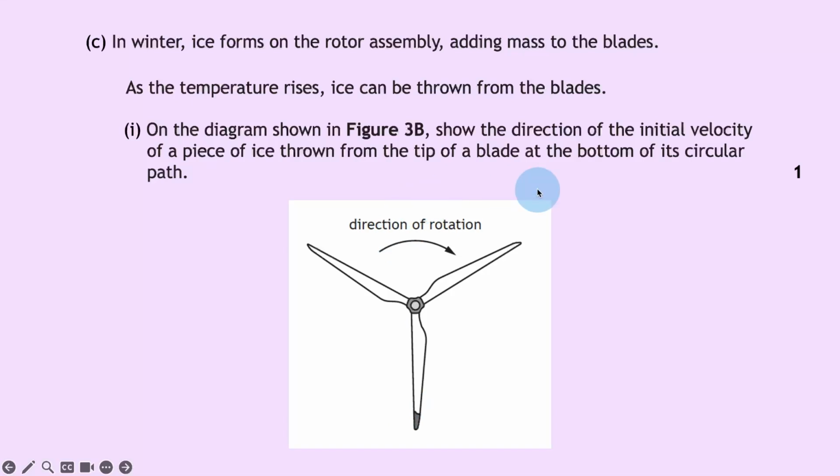Well, for a blade at the bottom of its circular path, that would be this blade here, and to show the direction of the initial velocity of the ice, it would look something like this, so it would be a horizontal line moving to the left, since the direction of rotation is clockwise in this question. So the ice is going to move off at a tangent to the tip of the blade.